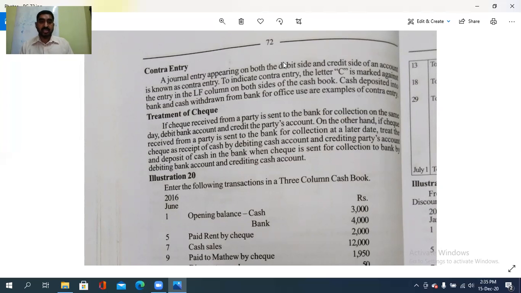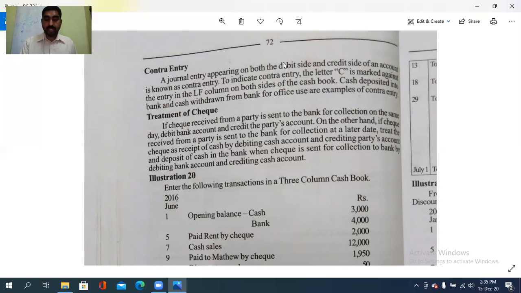As for the treatment of a cheque, if the cheque received from a party is sent to the bank for collection on the same day, debit the bank account and credit the party's account. On the other hand, if the cheque received from a party is sent to the bank for collection on a later date, treat the cheque as receipt of cash by debiting the cash account and crediting the party's account, and treat deposit of cash in the bank when the cheque is sent for collection to the bank by debiting the bank account and crediting the cash account. That is bank account debit to cash account. In case of deposit or withdrawal, the opposite is the case, cash account debit to bank account.